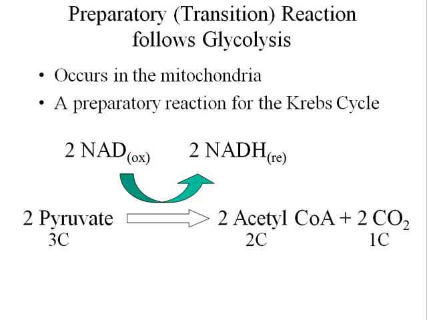Each pyruvate is oxidized as a carbon is split off. The electrons and energy released are captured as NAD is reduced, forming NADH. 2 of the carbon atoms from the pyruvate are now in the acyl group that attaches to coenzyme A. And the 3rd carbon, which was split off from the pyruvate, is released as carbon dioxide.